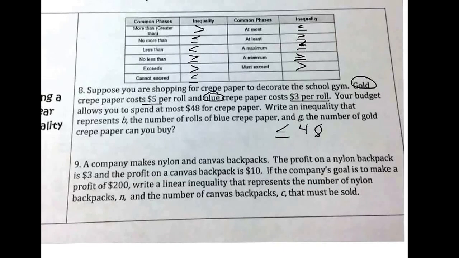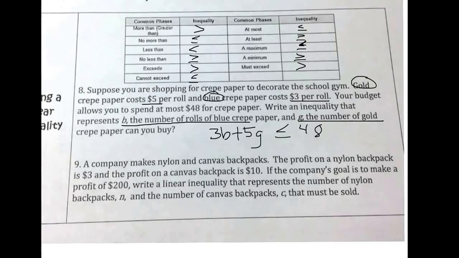And that's almost always the case when you're dealing with money, is that you can go less than or equal to your money. Write an inequality where B represents blue. So 3 went with B, so $3 for the blue. And is going to mean plus, and $5 for the gold. Has to be less than or equal to $48.